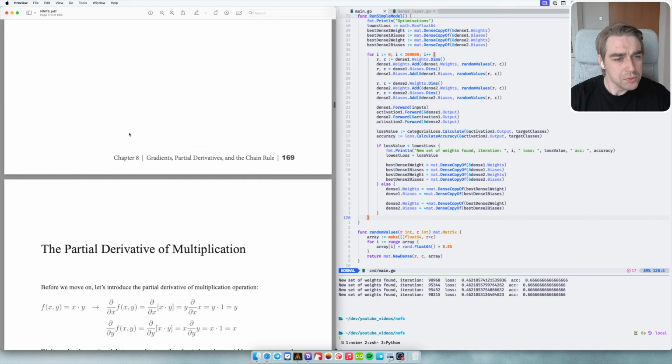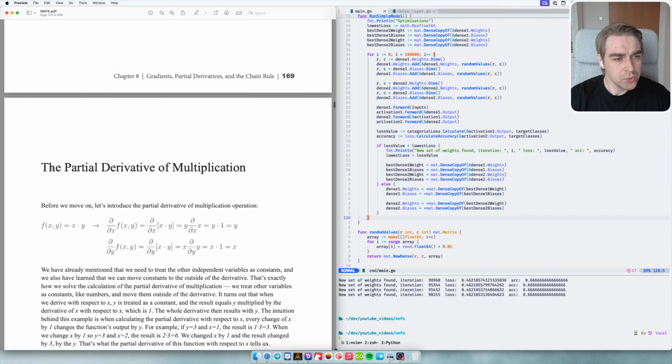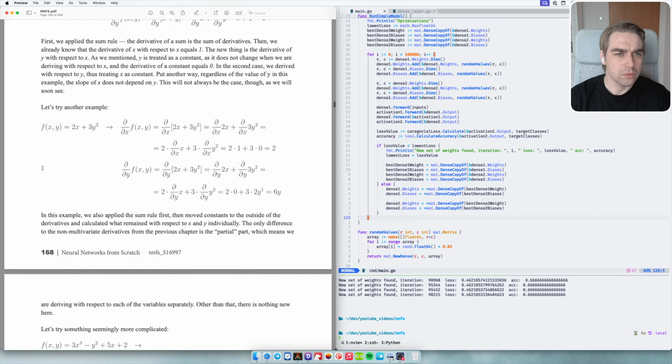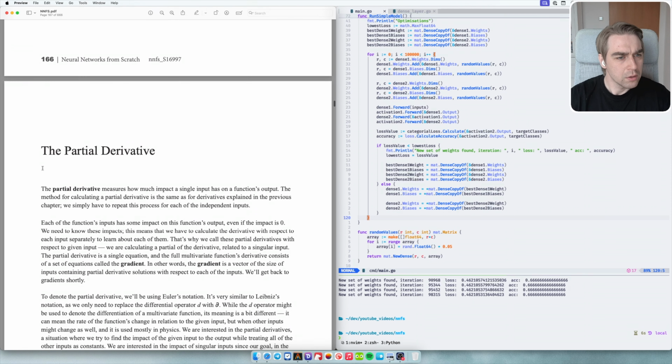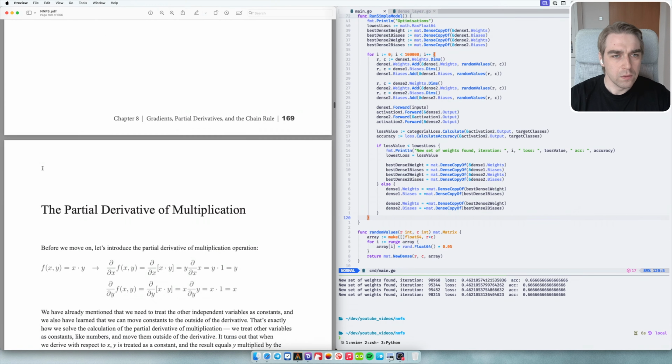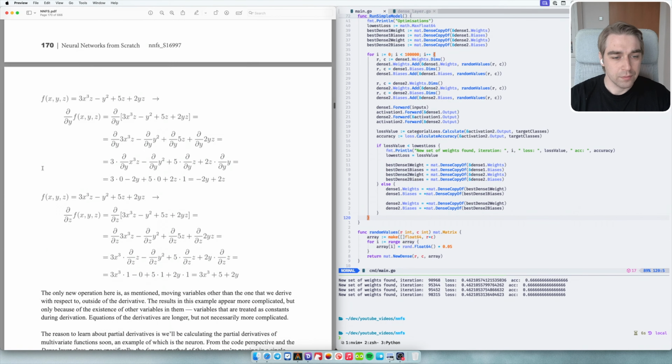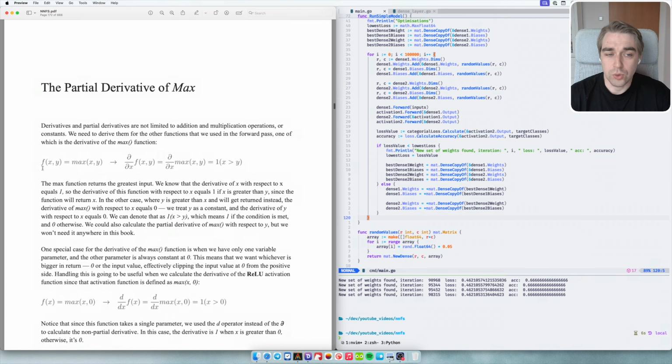Like in the previous video, we saw how to calculate the partial derivative of a sum or multiplication, and we're going to use it to calculate the derivative for our forward pass inside the neural network. Okay, partial derivative of max.